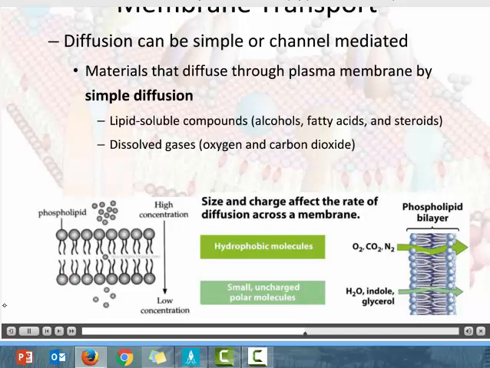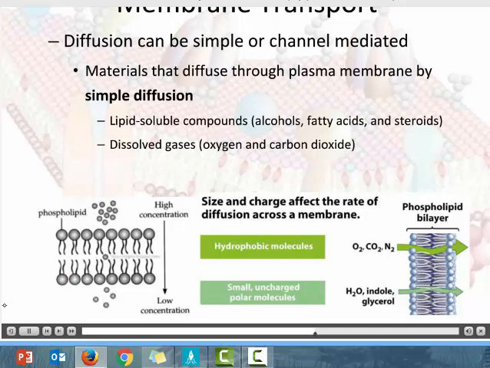So remember, the hydrophobic tails of our phospholipids are what are actually forming the barrier of the plasma membrane. These hydrophobic tails are made out of fatty acid chains. Fatty acids are lipids. So if we have a substance that easily dissolves into a lipid, it can easily move through our hydrophobic tail barrier and get across the membrane either into the cell or out of the cell according to its concentration gradient. Lipid-soluble compounds include alcohols, fatty acids, and steroids.